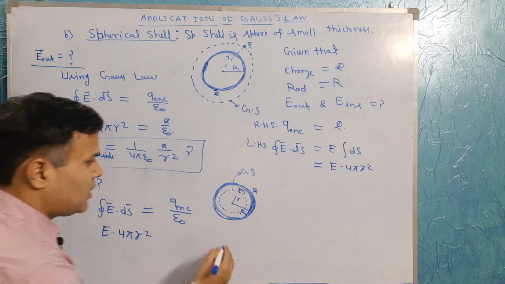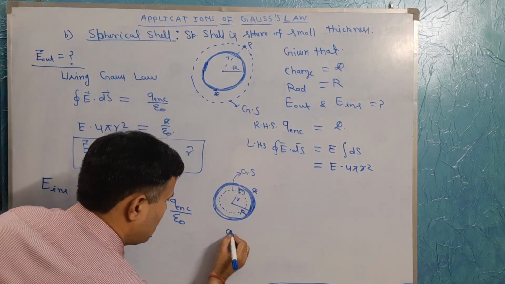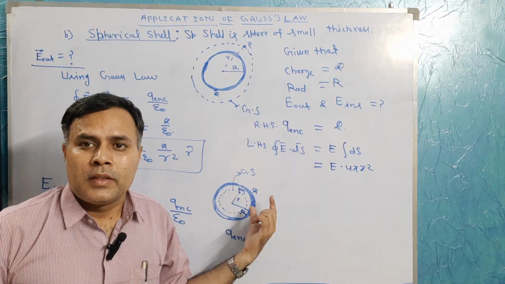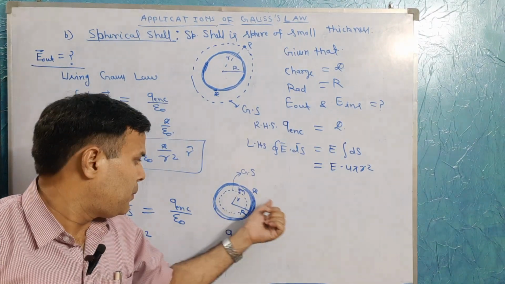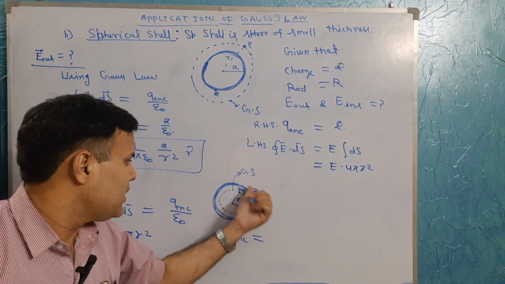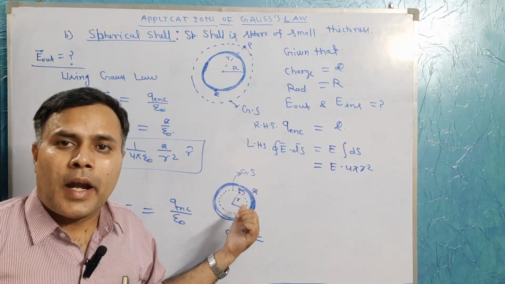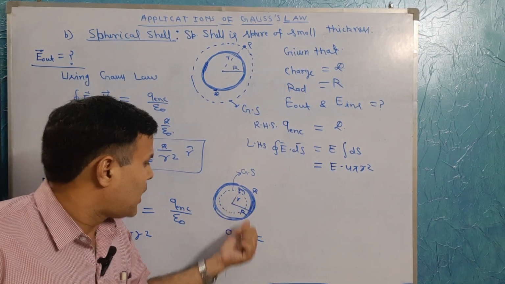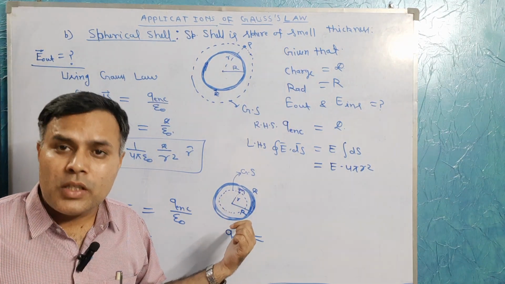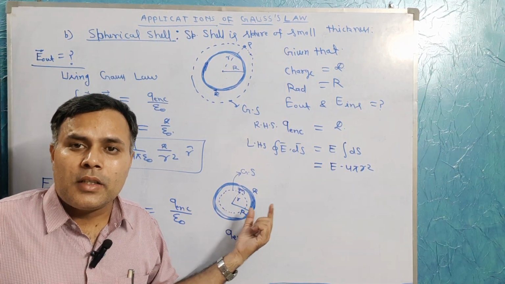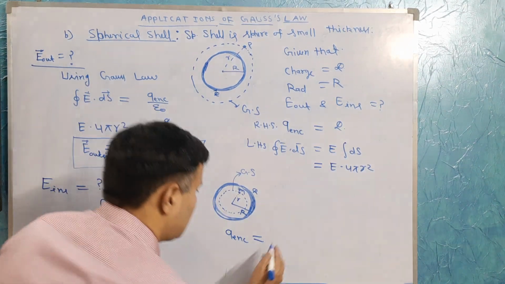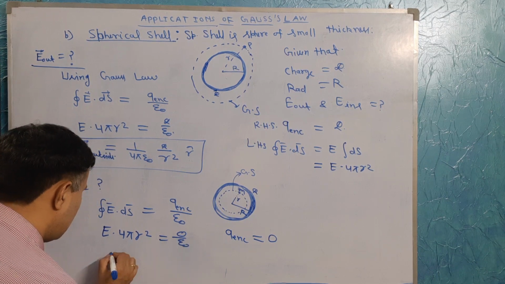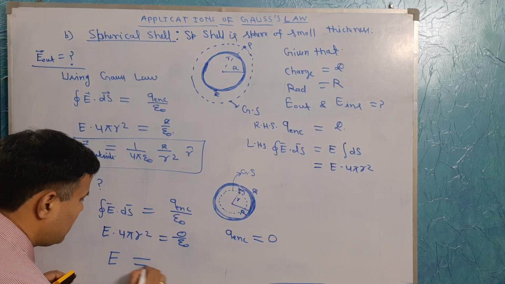And what is the charge enclosed in this case? Because this is a spherical cell, charge resides on the surface. If you draw any Gaussian surface inside this spherical cell and try to find the charge enclosed, it is 0, because charge resides only on the surface. So the charge enclosed is 0, that's why 0 upon epsilon 0. So the electric field is 0.